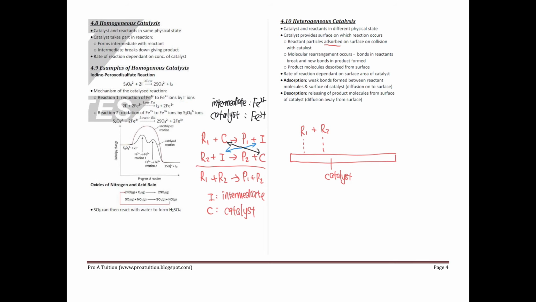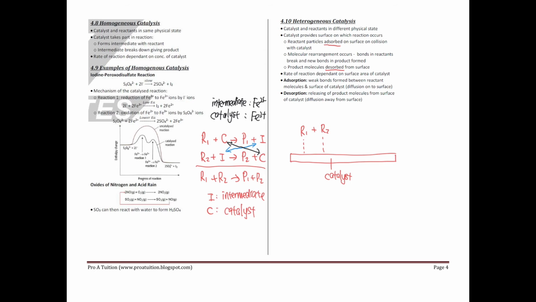So after they form product, then they come out from the catalyst, come out from the surface, and that means this chemical bond is broken. Okay, so that is called desorption. Desorb. Okay, so these are the particular terms, adsorption and desorption. So we have desorption here.